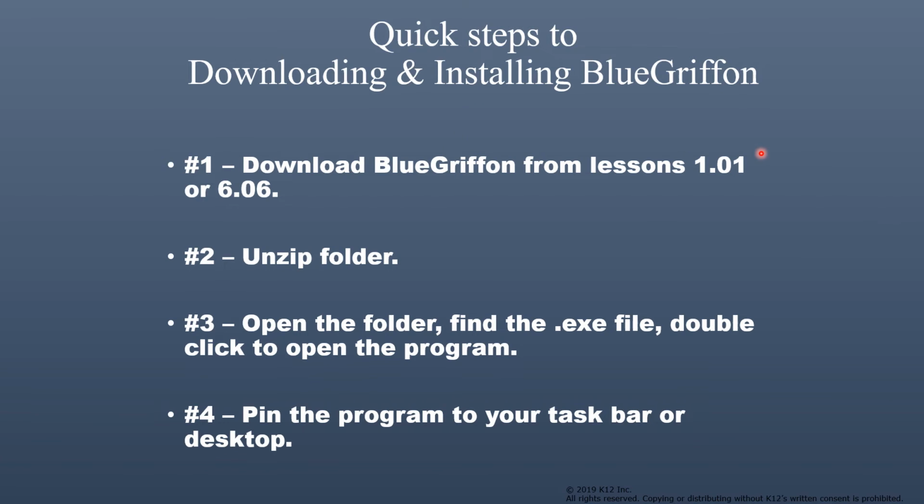So, quick steps to installing and downloading Blue Griffin. One, you need to find where the link is that we just went over. It's in lesson 1.1. I also believe it's in lesson 6.6. Two, you need to unzip the folder or you're not going to be able to open it. So unzip or extract. Number 3, open the folder and find the exe file. Double click that program. Number 4 is optional, but I like to pin the program to my taskbar or desktop so I can open it easily and don't have to go find it every time.